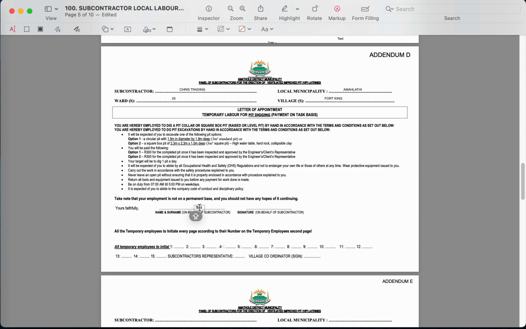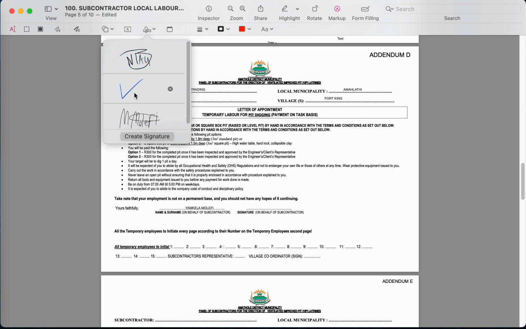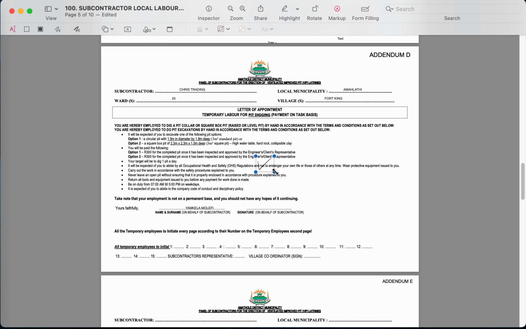So let's say, for example, the owner of Chris Trading is Yamkela. The owner of the company is Yamkela. The surname of Yamkela, let's say, is Mulifi also. And then he, who is the director of the company or the representative of the company, will sign here to acknowledge that indeed these are his employees. Now, this is the most important part.